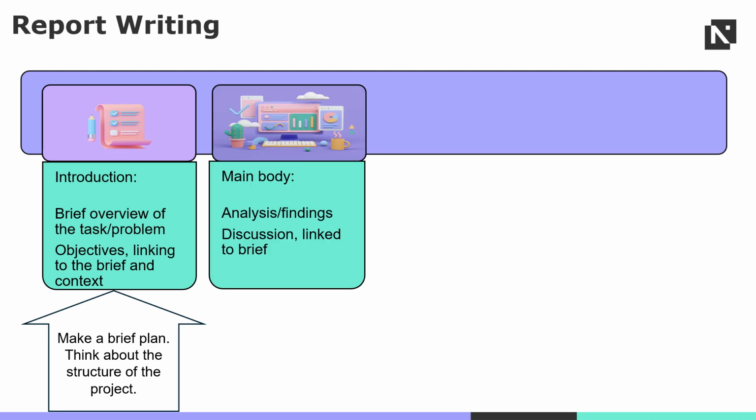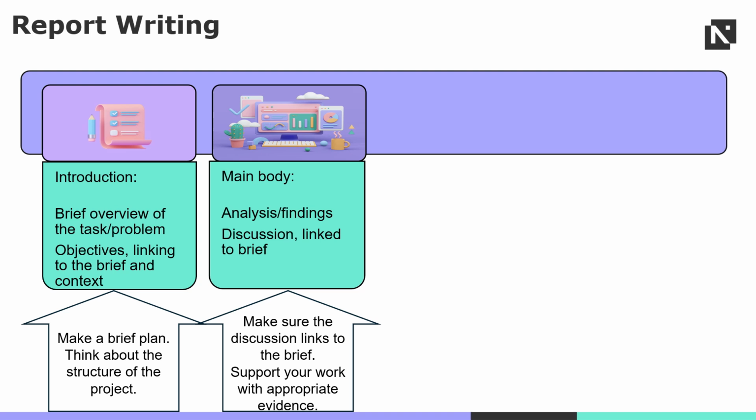Next, the main body of the report is where the students should present their data and research or technical processes. Encourage students to practice linking each step of their work back to the project brief and supporting each step with evidence as appropriate, for example screenshots or supporting data such as visuals and graphs and charts. Their discussion should also explain the implication of their findings and relate them back to the task requirements.